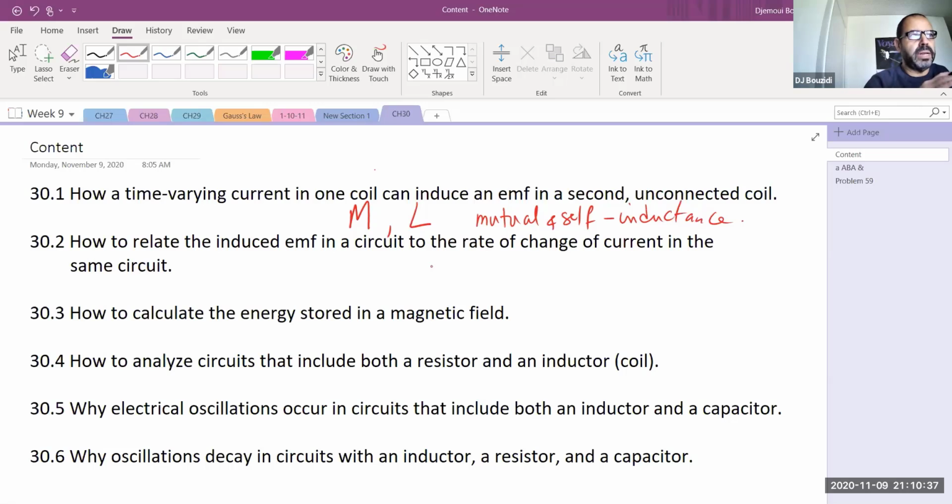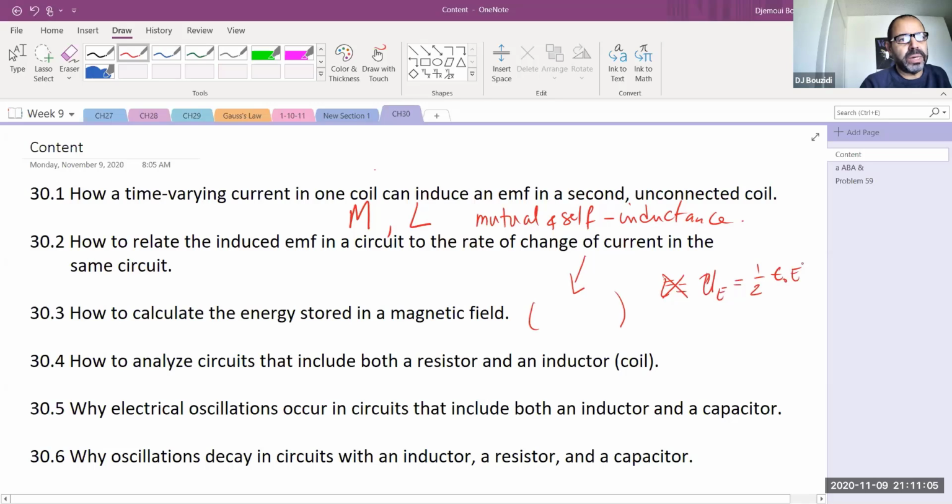Mutual inductance is general, and self-inductance is a special case of that. Of course, we're going to find the energy stored in a magnetic field based on that, because once we introduced the capacitor, if you remember, we found that the energy stored in the electric field per unit volume, the energy density, was equal to 1/2 epsilon naught times E squared.